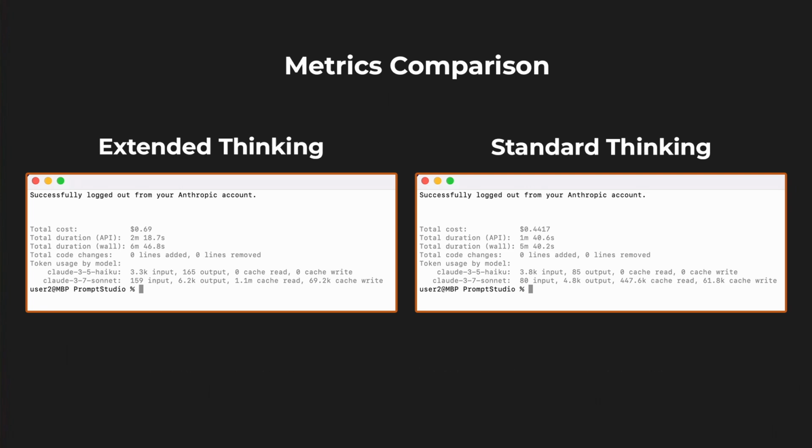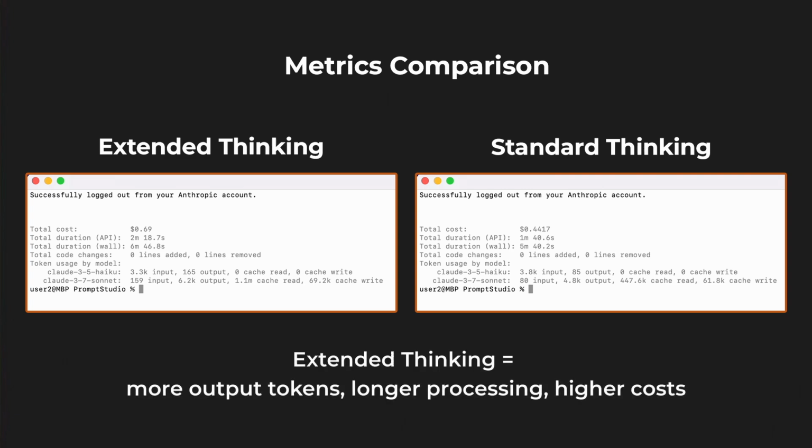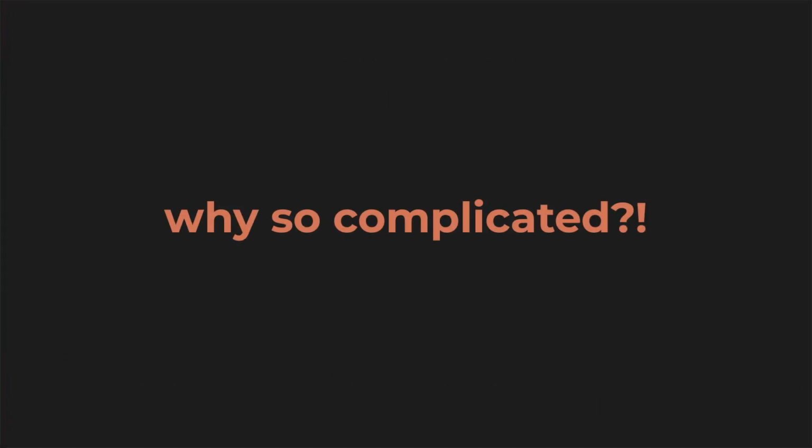Because Anthropic counts thinking tokens as part of output tokens, enabling extended thinking increases the output token count and increases processing time, which naturally leads to a higher cost. So everything aligns with what we expect. As for why Anthropic went with this kind of prompt-based trigger instead of a simple settings parameter, well, your guess is as good as mine.